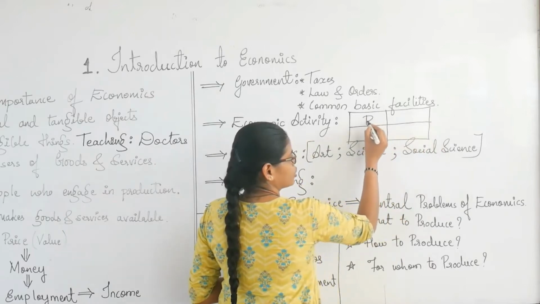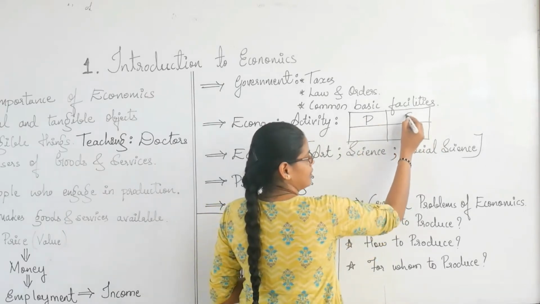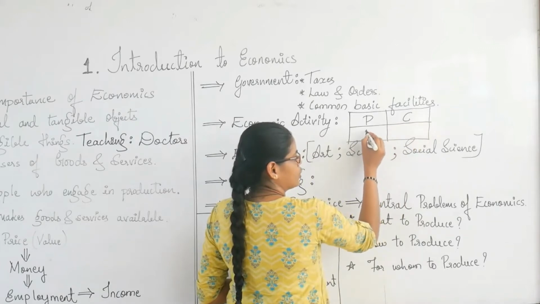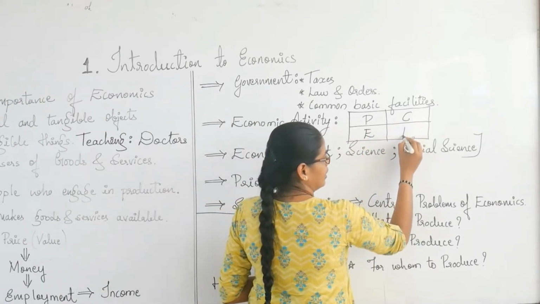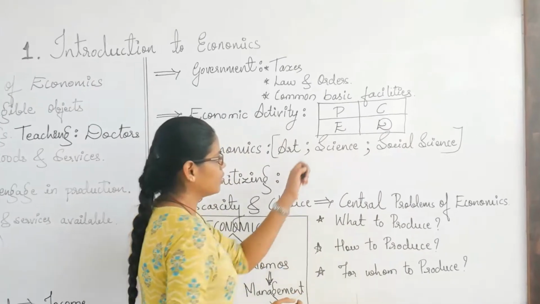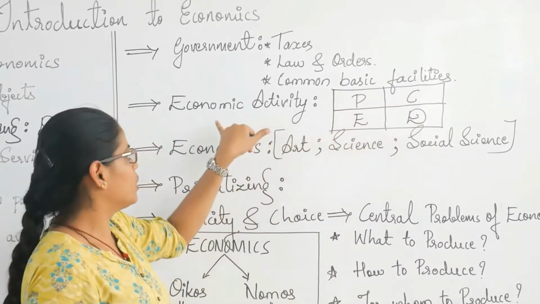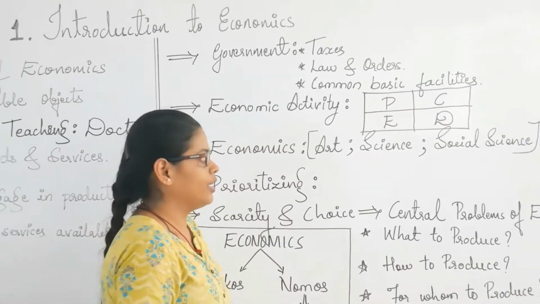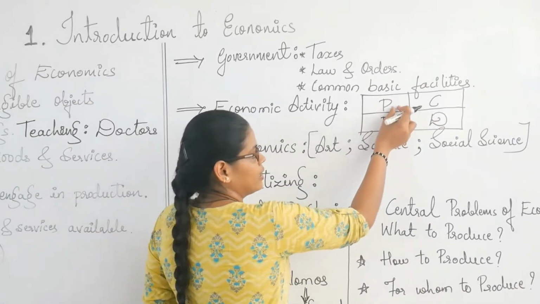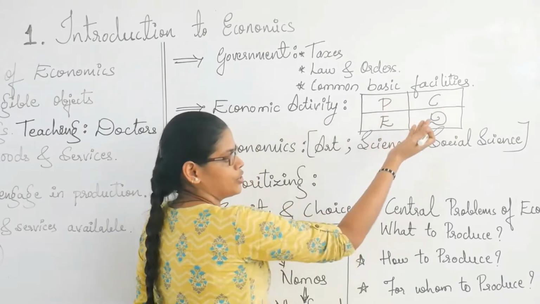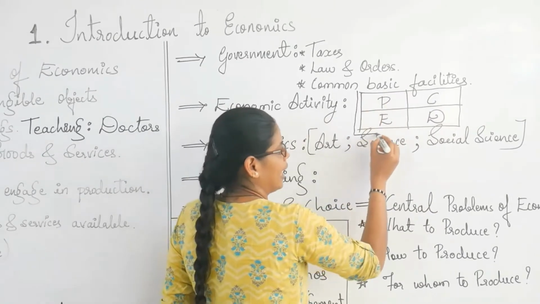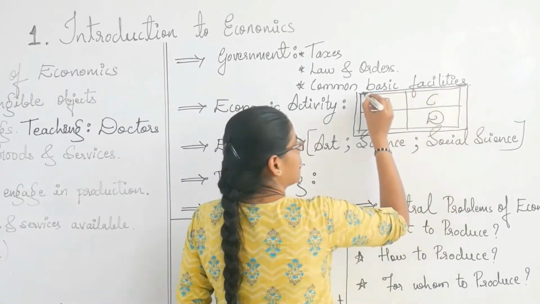One is the production, second is the consumption, third is the exchange, and the fourth one is the distribution. So these four contribute towards the economic activity. And when we are talking about production, consumption, exchange, distribution, we say it as economic.